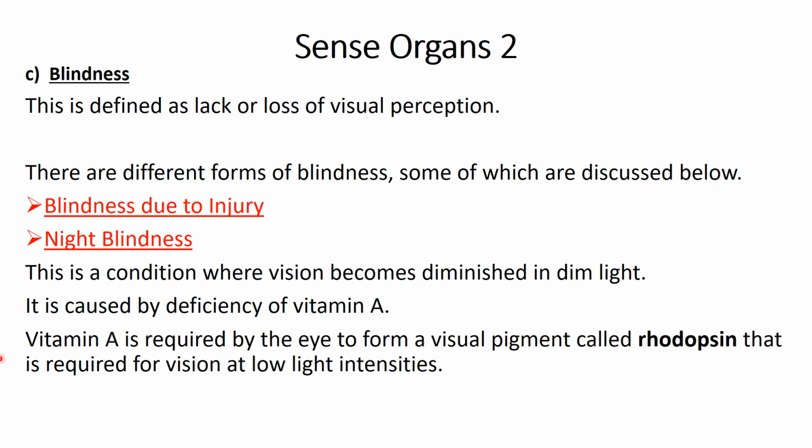Vitamin A is required by the eye to form a visual pigment called rhodopsin that is required for vision at low light intensities. Remember, people say we should be eating carrot to improve our vision. So this is the idea: we need vitamin A to avoid night blindness.